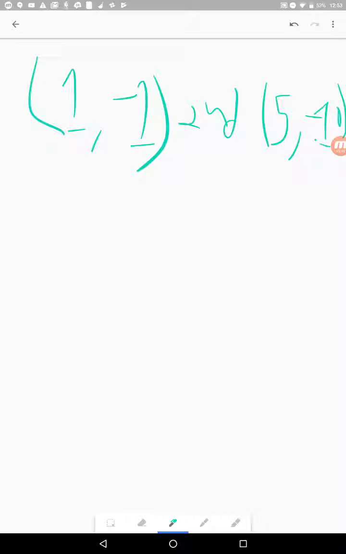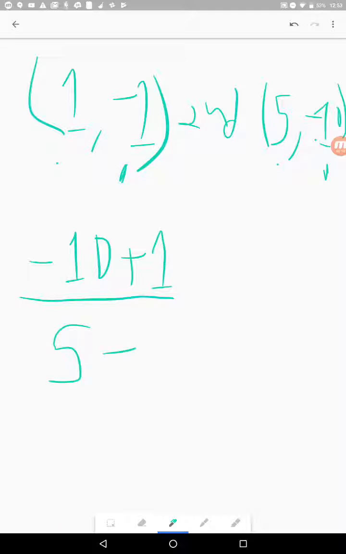Okay, so the same logic applies. We'll start with the y's first. Y sub 2 is negative 10, minus your y sub 1, which is negative 1. All over, now we're going to go to our x's. X sub 2 is 5, minus your x sub 1, which is 1.